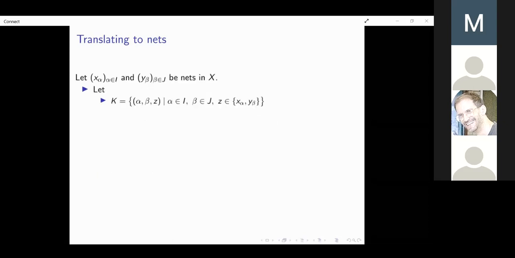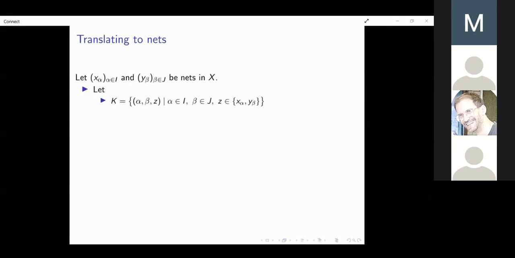Okay, now let's look at the last one, and here this is the one which is a bit more difficult. We need to find a way, because now we're talking about the intersection of two filters. So we need to find a way of combining two nets, and here is one such way.